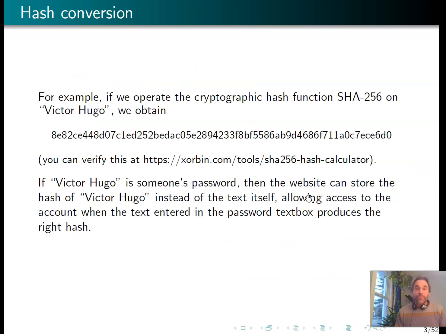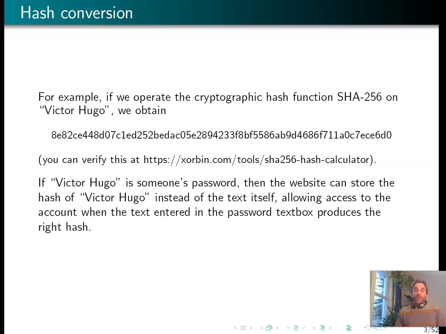For example, if we operate the cryptographic hash function SHA-256 on Victor Hugo, we obtain the following number here. This number is a hexadecimal number with 64 characters. A hexadecimal number is a number in base 16. A number in base 16 uses 16 characters: the 10 characters from 0 to 9, plus six other characters, which are the letters A, B, C, D, E, F, that represent the values 10, 11, 12, 13, 14, and 15.